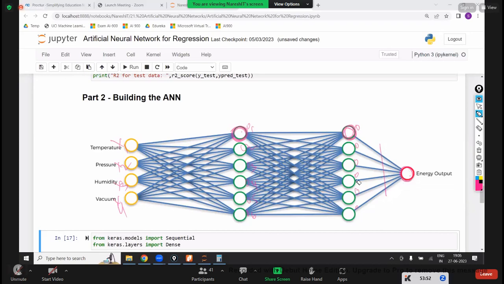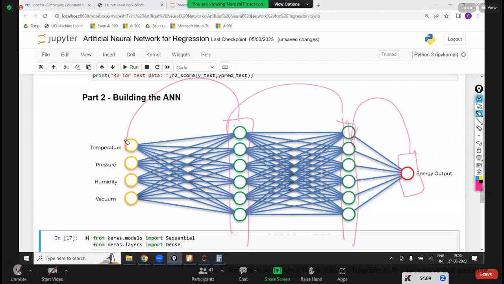For this neuron, this is the input. For this neuron, this is the input. For this one, this is the input. Okay. For this calculation, if this is the output, then this is the input. If this is the output, then this is the input. Like this, the information is getting passed one by one.